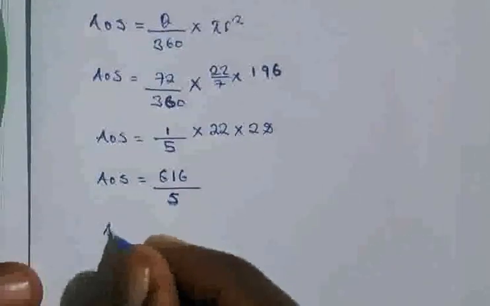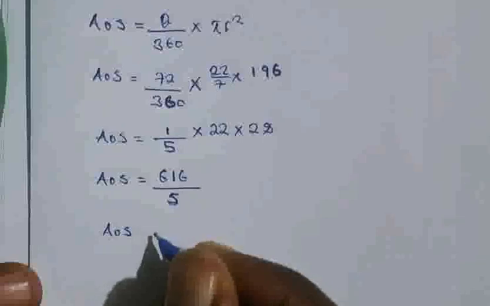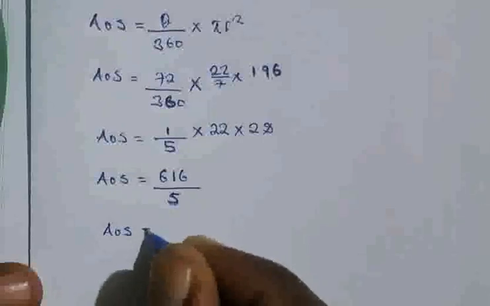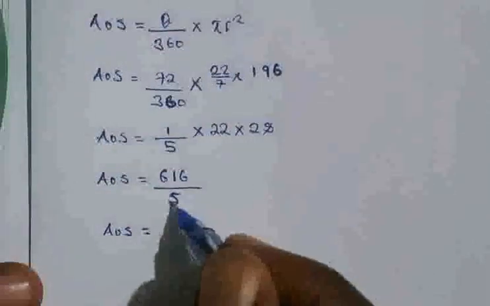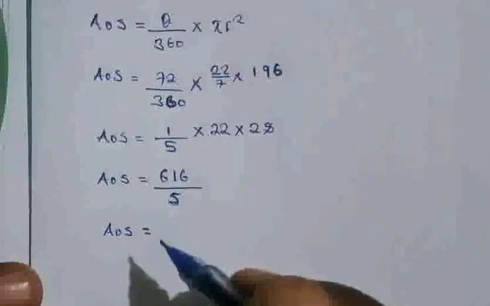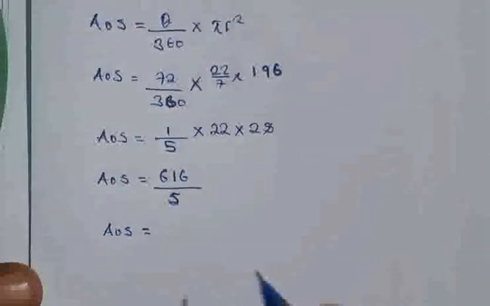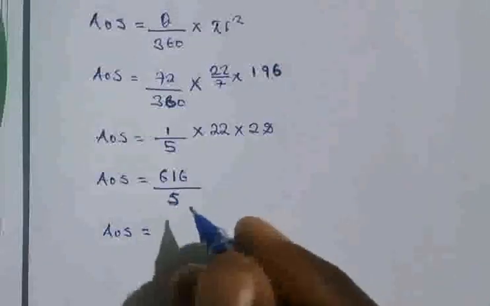Then the area of the sector is equal to 5 into 616. Okay, just go step by step here. 5 into 6 is 1.